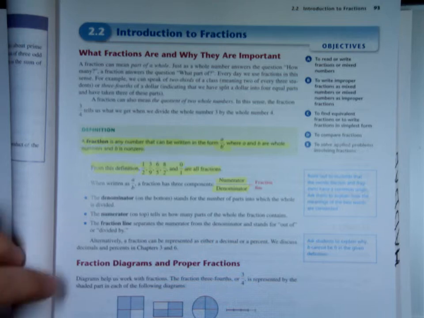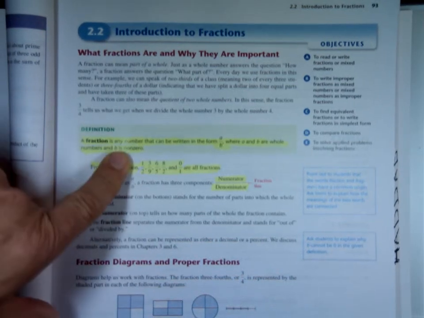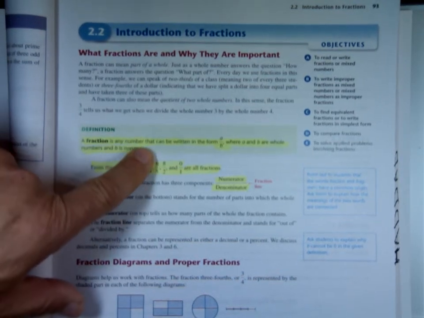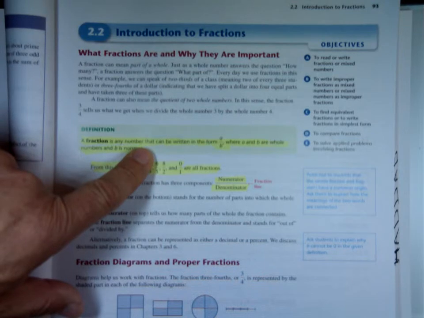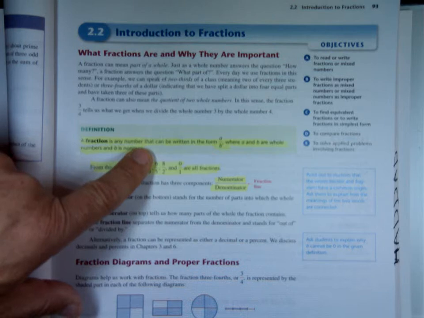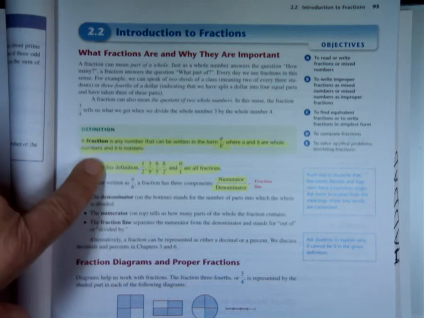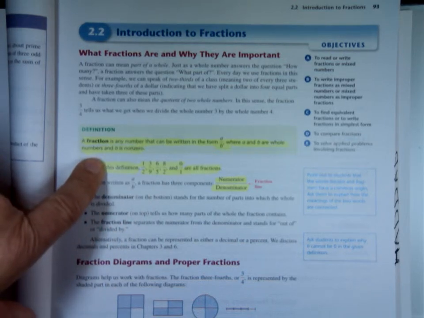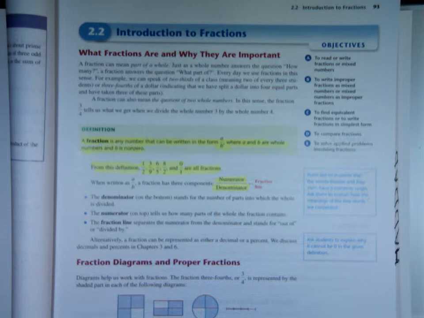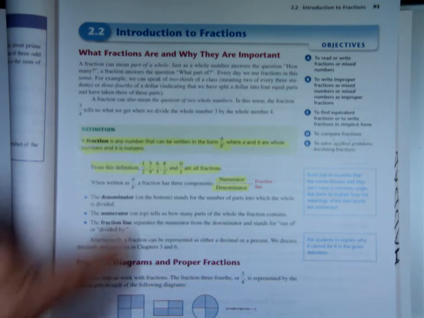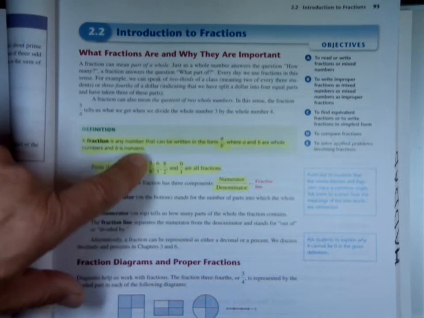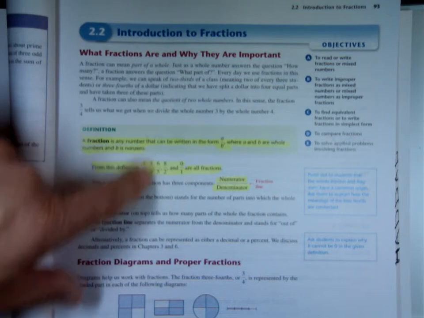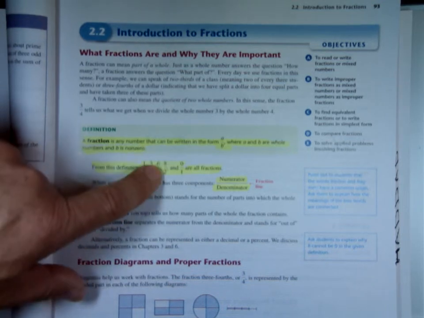And this one says a fraction is any number that can be written in the form of a over b, where a and b are whole numbers and b is non-zero. So 1/2 is a fraction, 3/3 is a fraction, 6/5 is a fraction, 8/2 is a fraction.